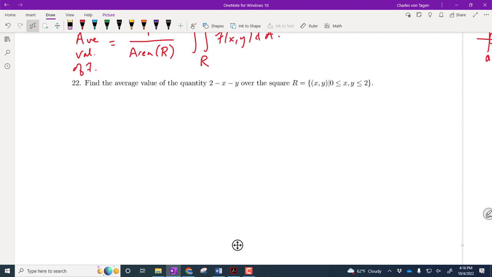Let's actually work the problem. We want to find the average of the quantity 2 minus x minus y over this square right here. Folks, I do think it's nice to give yourself a picture, even an inaccurate one. And if you want, just always put "not accurate" if it really bothers you to draw something that's not accurate. Okay, and what does our region look like?